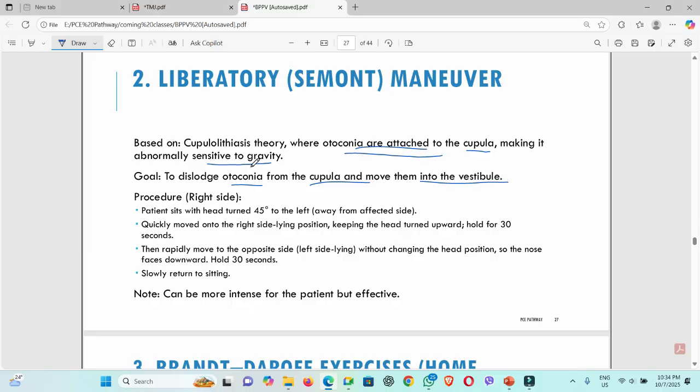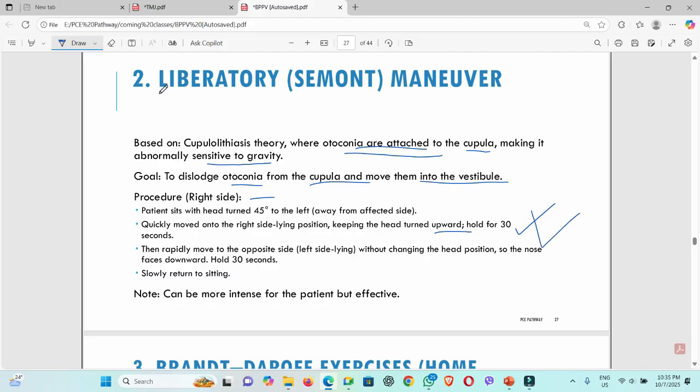That's our target. The procedure, again, we're keeping reference to the right side. Patient sits with head turned 45 degree to left. Okay, right side is affected, we are turning the patient's head to the left. Now quickly move to right side lying, keeping head turned upward. Very simple procedure. If you do it on yourself, you'll remember. Just remember that you have to look up first. Okay. Hold for 30 seconds.